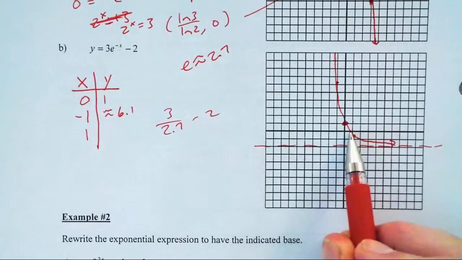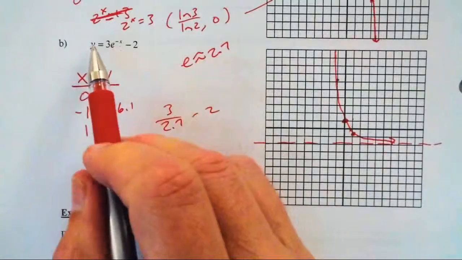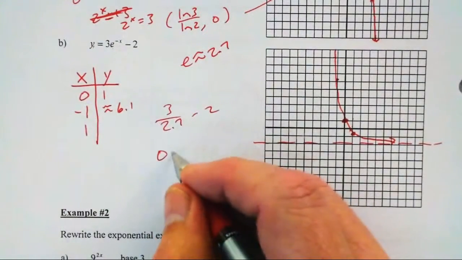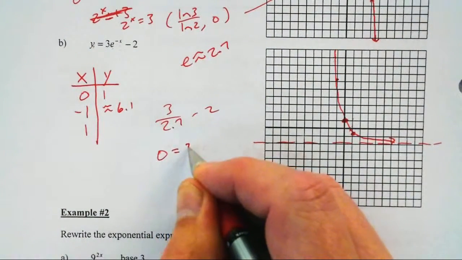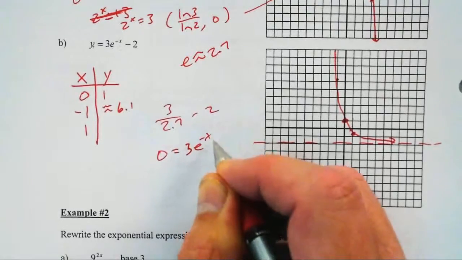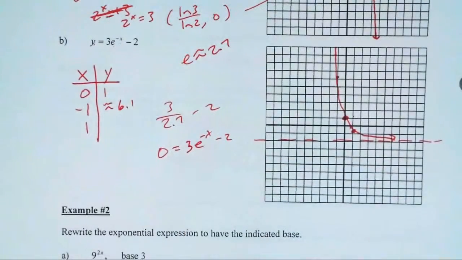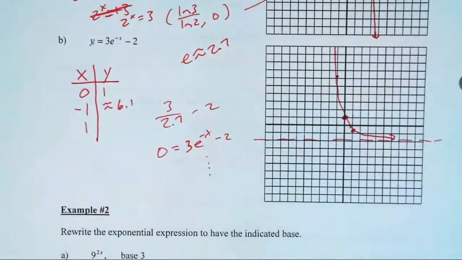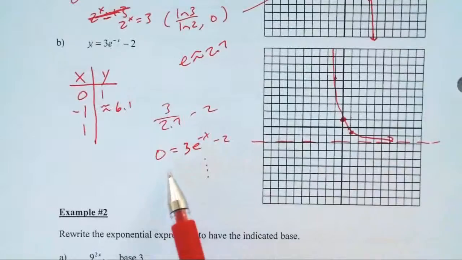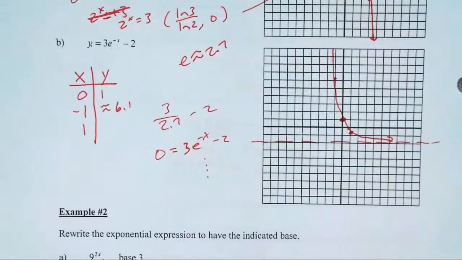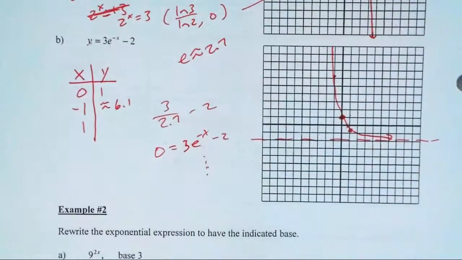We could set this equal to 0. y is 0. 0 equals 3e to the negative x minus 2. And we could solve that as we solved above. Add 2, divide by 3, ln now, right? Base e. Is that right? Dot, dot, dot. We got an intercept at 0, 1.